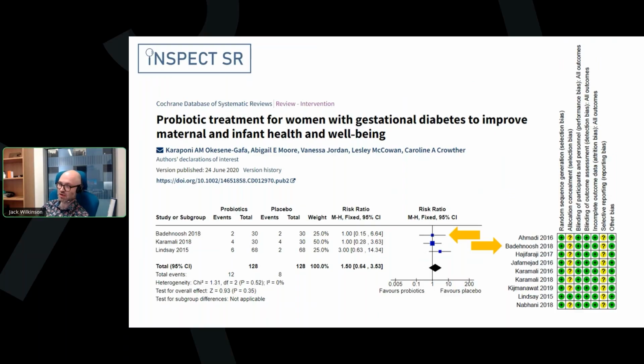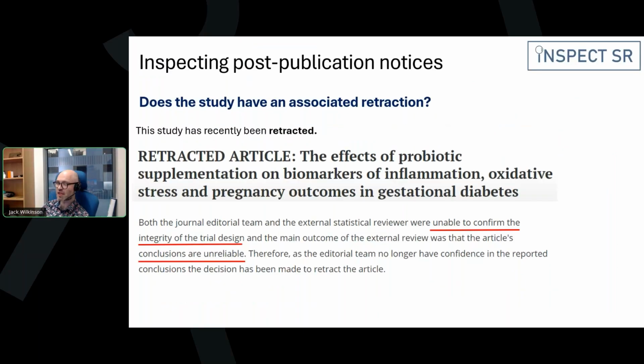Okay, so the first thing we check is obvious, okay? So does the study have an associated retraction? And actually, if we look on the journal website, this clinical trial has been retracted, all right? So there's a notice there that says they've done an investigation, they were unable to confirm the integrity of the trial design, the conclusions are unreliable. Okay, fine. If we saw this, we could just stop, right? We wouldn't need to assess it any further. We shouldn't include it in a systematic review, all right?